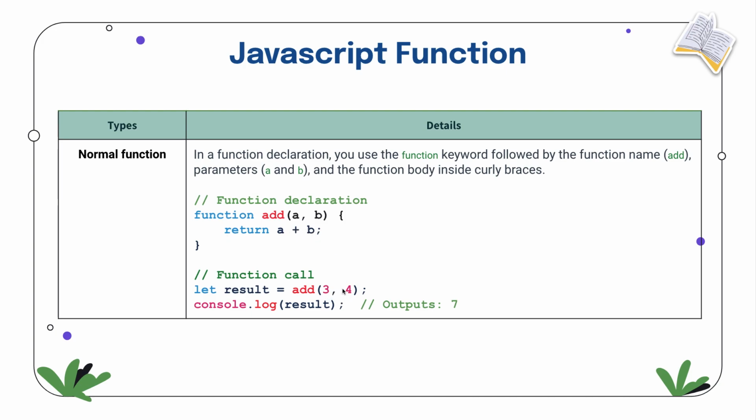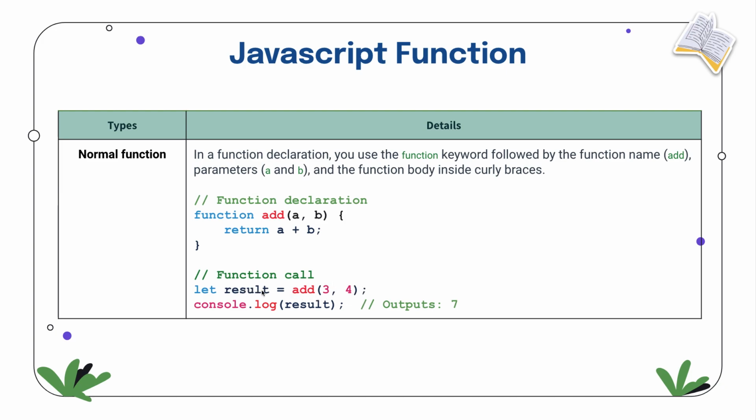So that means 3 plus 4. So 3 plus 4 is nothing but 7. So return is nothing but wherever it has been called. So add is called, right? In place of this calling function, whatever we have called, that will be replaced by the return statement. So returning 3 plus 4, that is 7. So returning 7, this will be replaced with 7.